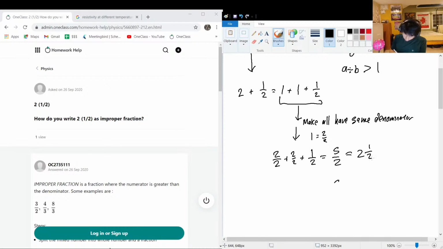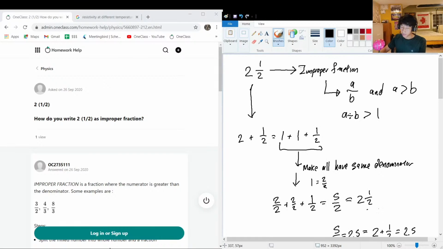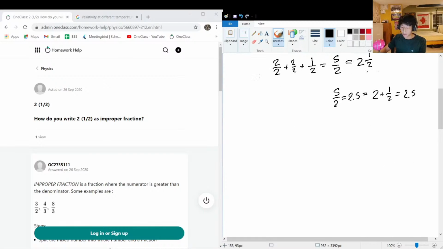Now, are they equal? 5 divided by 2 is equal to 2.5, which is equal to 2 plus 1/2, which is equal to 2.5. So this would be a fairly straightforward way to convert this particular example into an improper fraction.